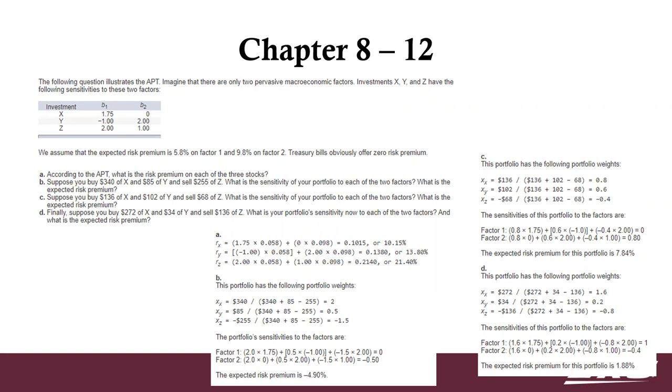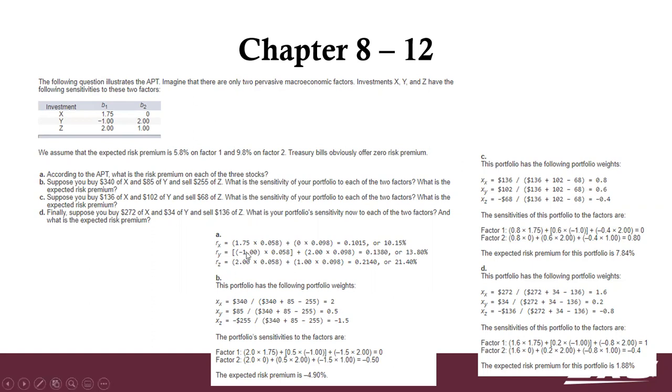Let's see, we only have two factors. This is a two-factor model, and we have three different investments, X, Y, and Z, and that's how sensitive they are. We're expecting that the risk premium on factor 1 is 5.8, and on factor 2 is 9.8, and T-bills don't have that. So what is the risk premium for the stock?